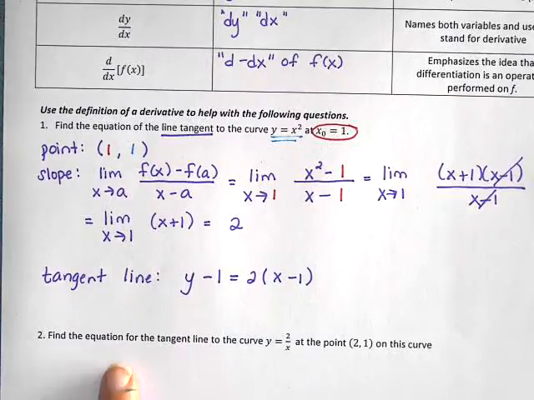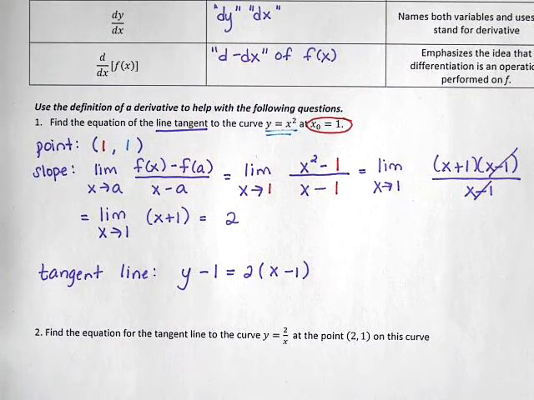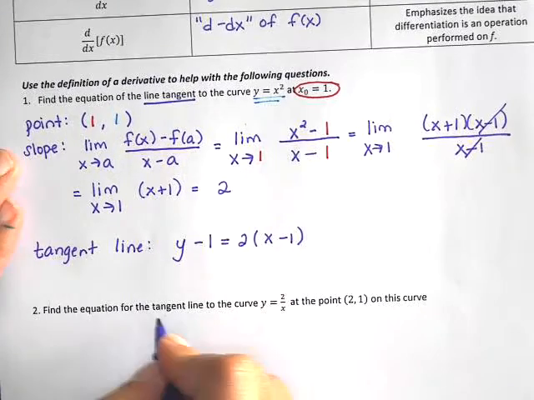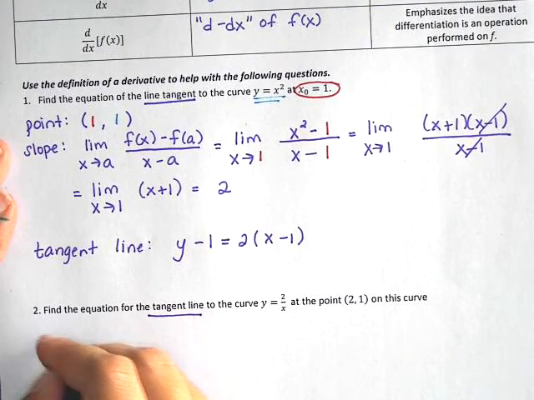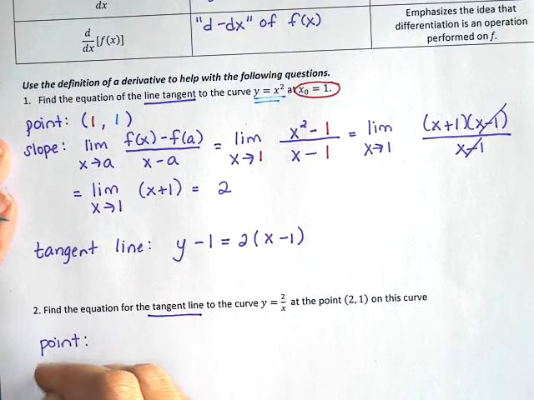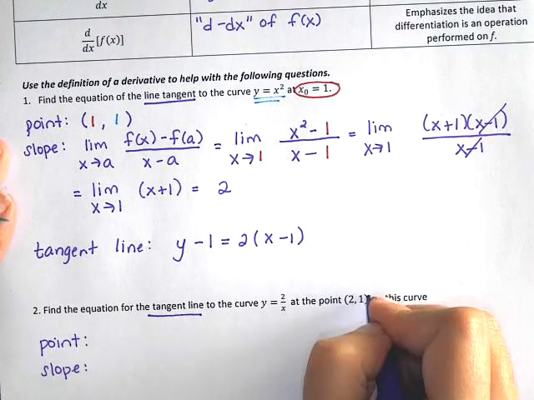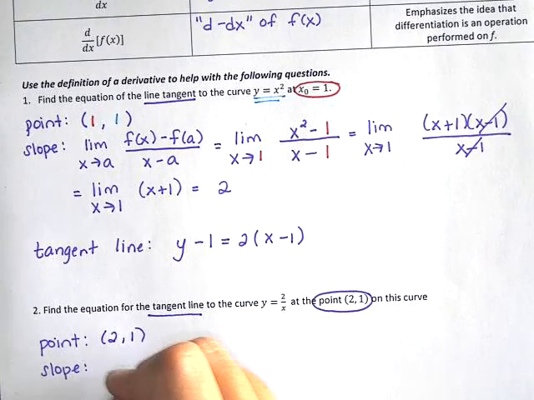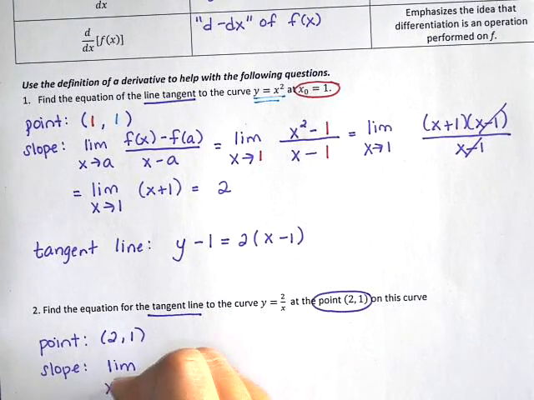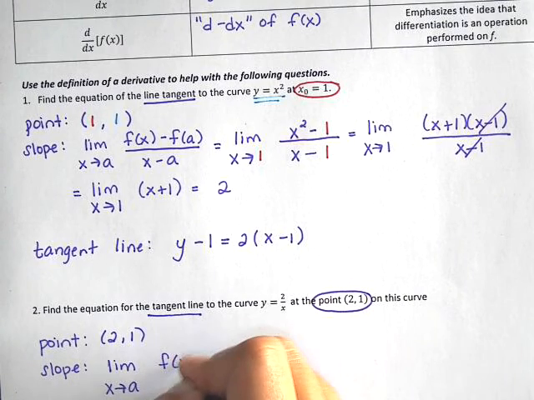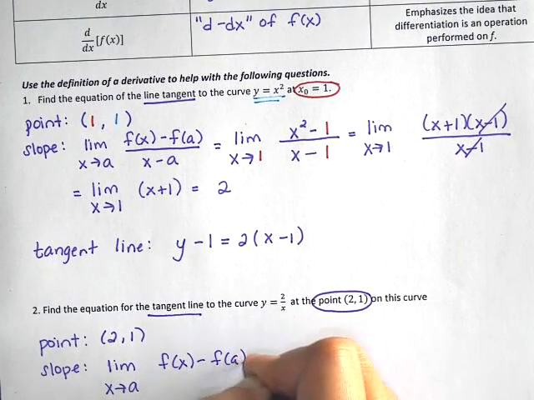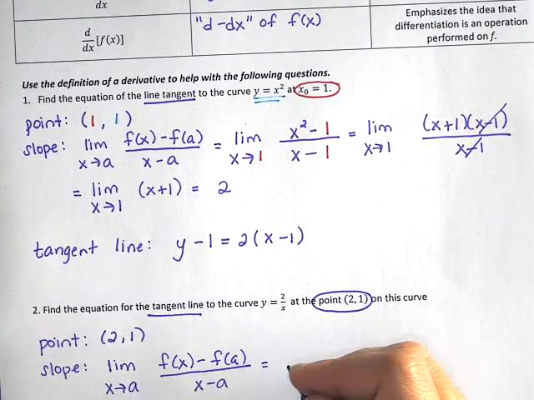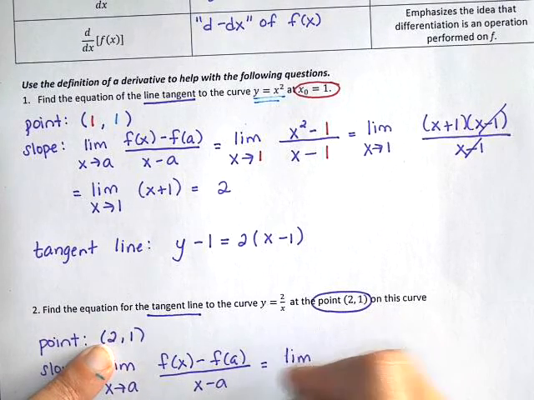All right, find the equation for the tangent line to this curve at this point on this curve. So again, to find the equation of a tangent line, I need two things. I need a point and I need a slope. The point was given to me. To find the slope, I'm going to use the limit as x approaches a of f of x minus f of a all over x minus a. In this case, a would just be 2 because that's the x value.